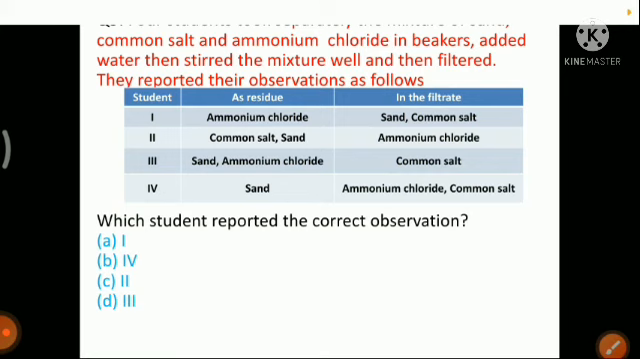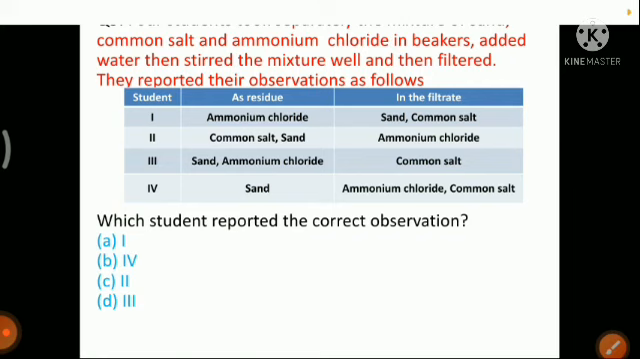The third student is writing that sand and ammonium chloride will be left behind as a solid substance, and salt will be mixed with the water and go as a liquid solution. The fourth student is writing that only sand will be left behind as the solid substance, and both ammonium chloride and common salt will be mixed with the water and go as a liquid. So the question is, which of the four students has done the experiment correctly and written the observation correctly?